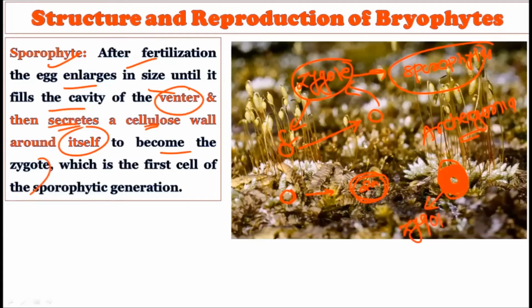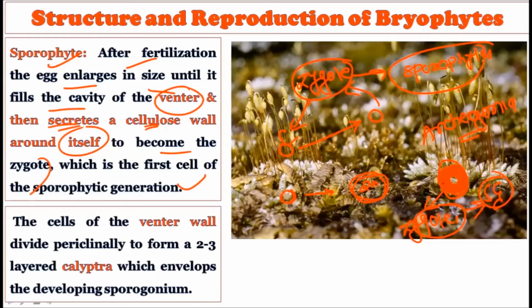Okay, now the zygote, which is the first cell of the sporophytic generation. From this cell, the sporophytic generation starts. This is the first cell of the sporophytic generation. Okay. Now consider the cells of the venter wall divide periclinally. Okay. Now this is important.